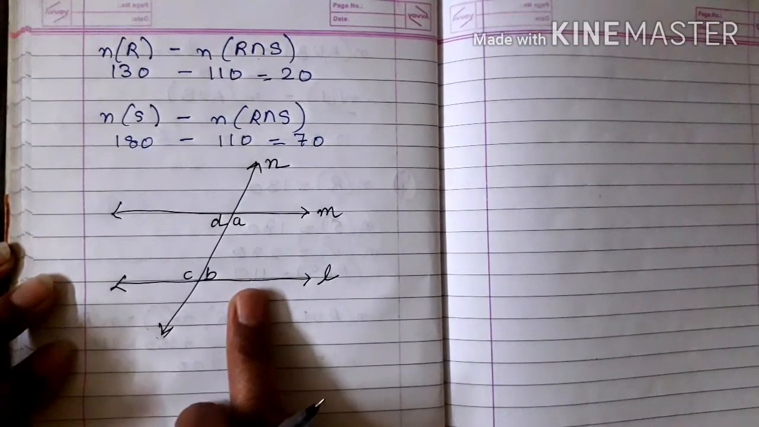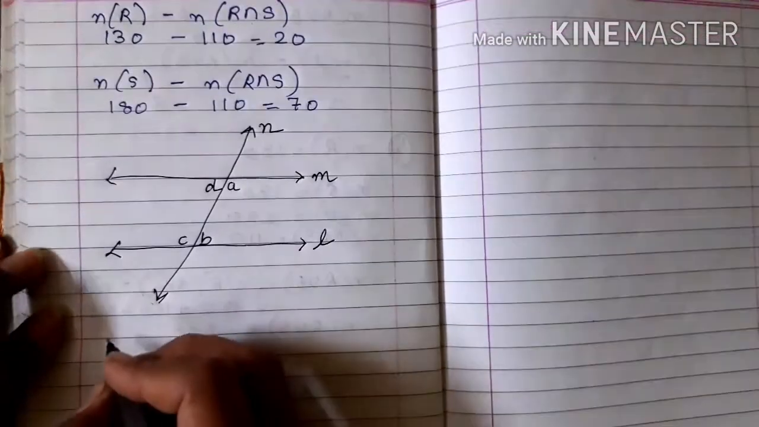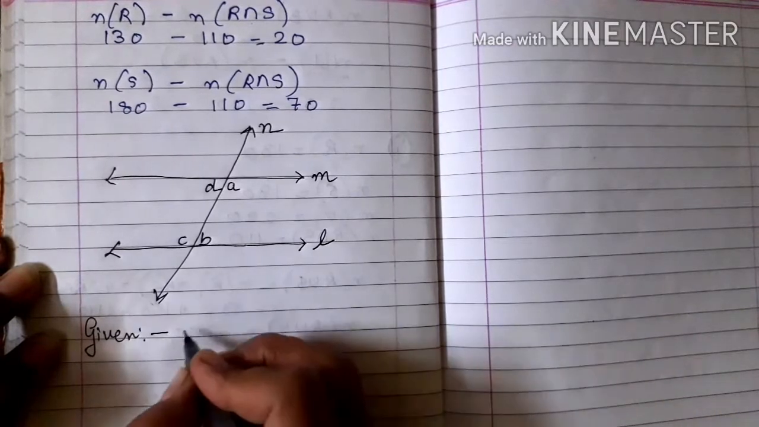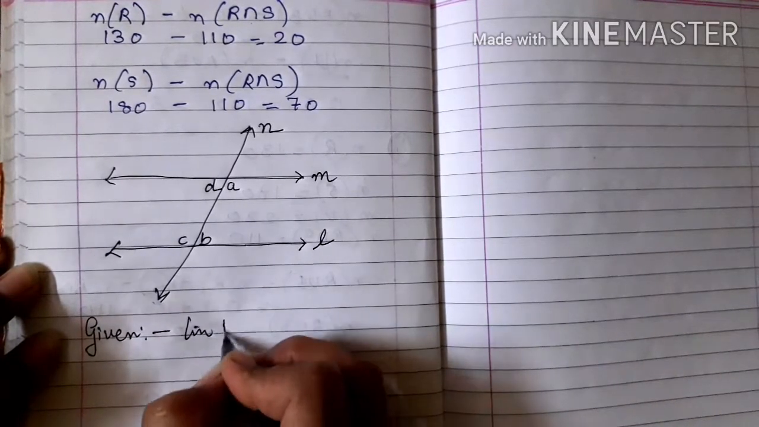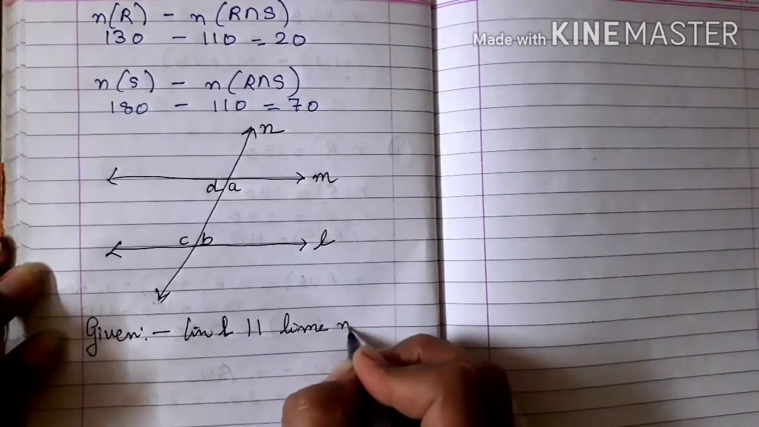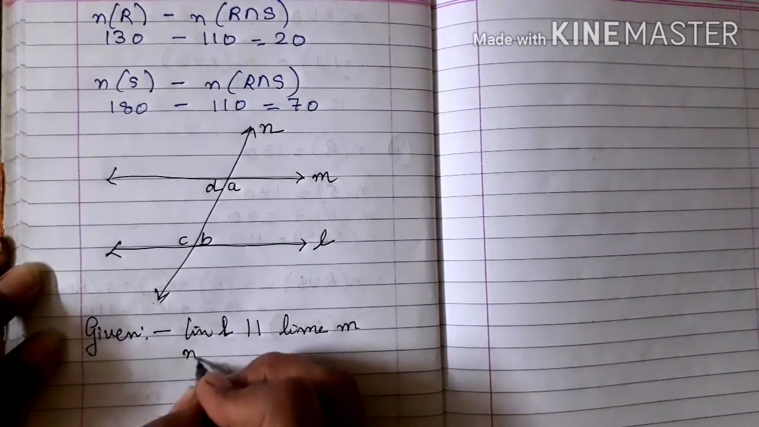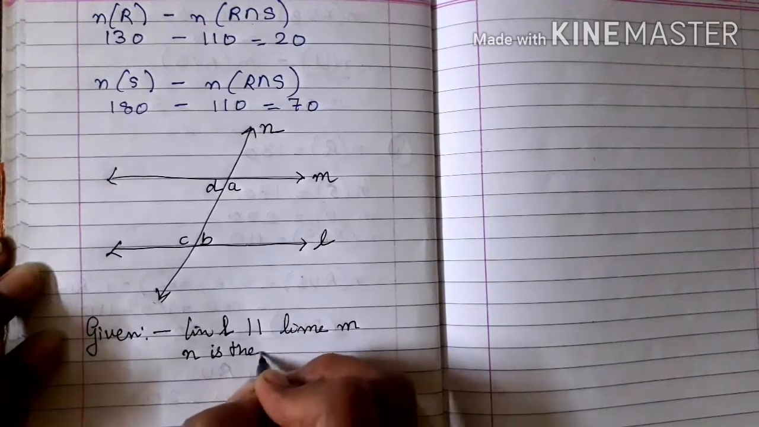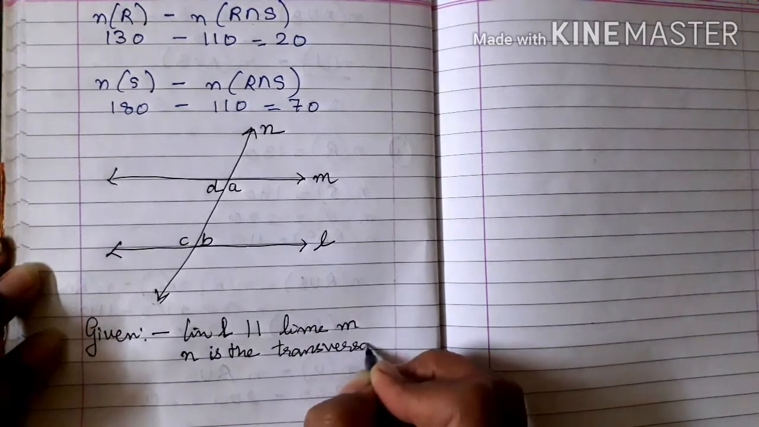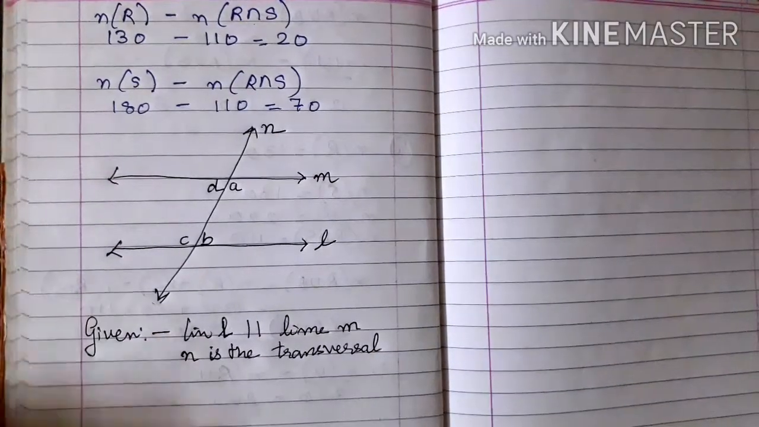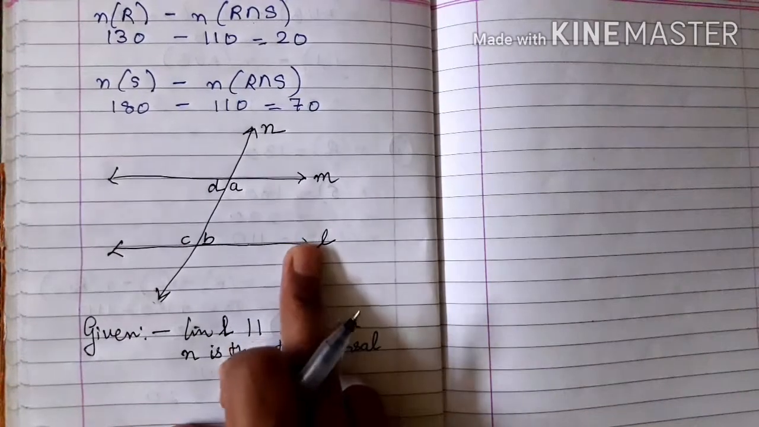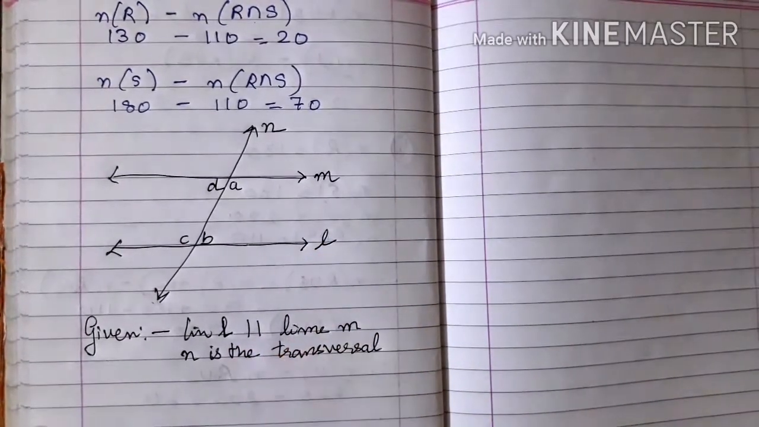This is the first step of the theorem. Then, what has been given? You have to write it down. Line L is parallel to line M. Then, N is the transversal. You have to write all the details that have been given in the theorem's question as well as the changes that you have made in the diagram.